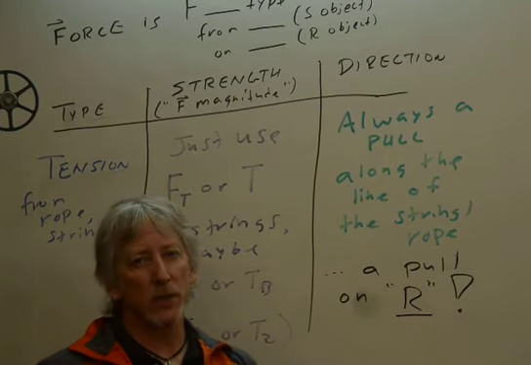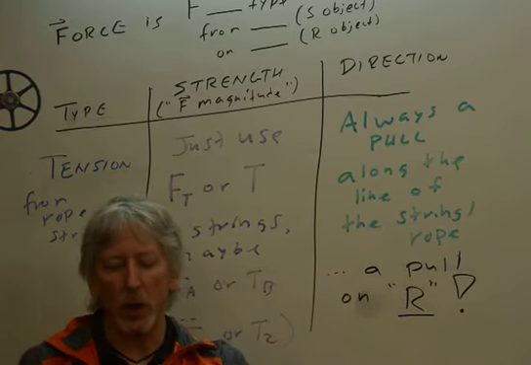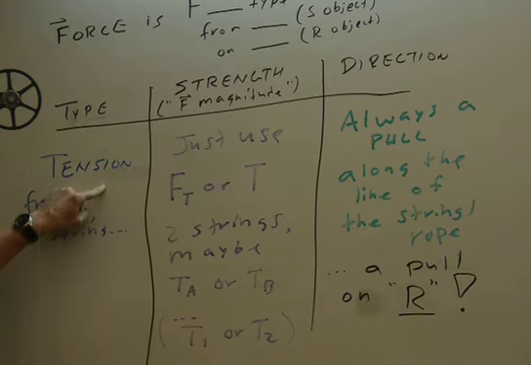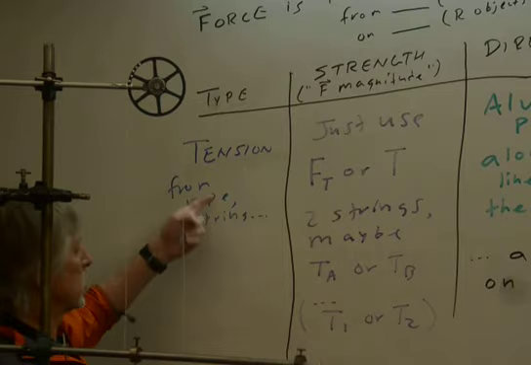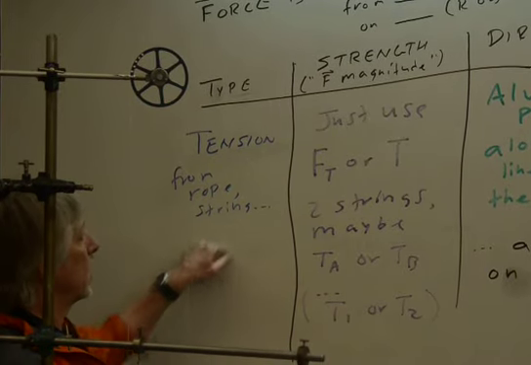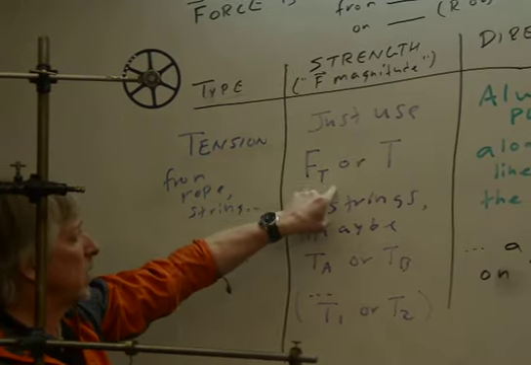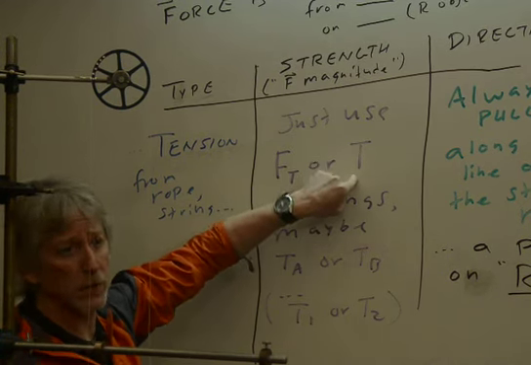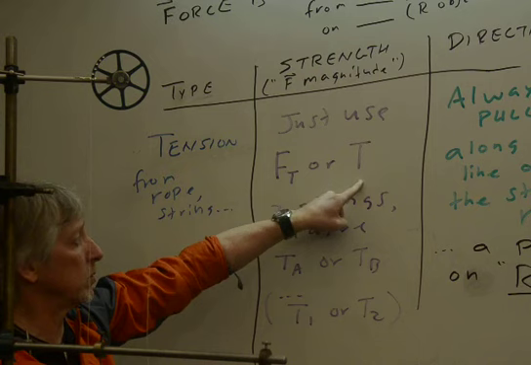Once we look at each individual force, we can look at an object and look at all the forces on it, normal forces, etc., and put it into our method. So when it comes to tension, it's usually from a rope or a string. We just use Ft or capital T, which can be confused with the period of time, so you have to know the context. This would be in newtons or pounds, right?